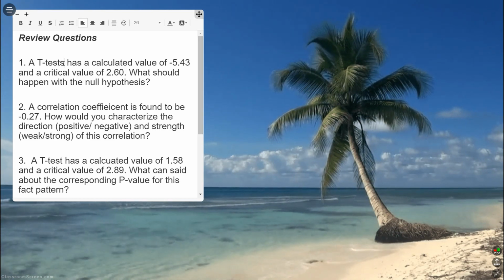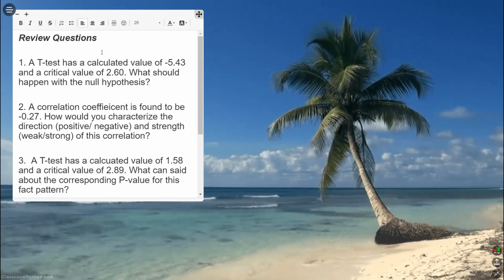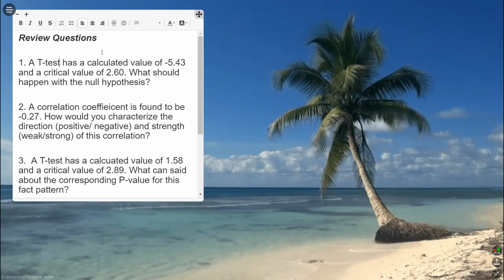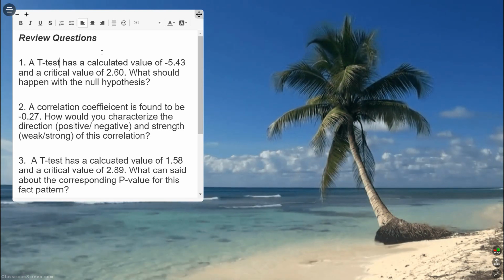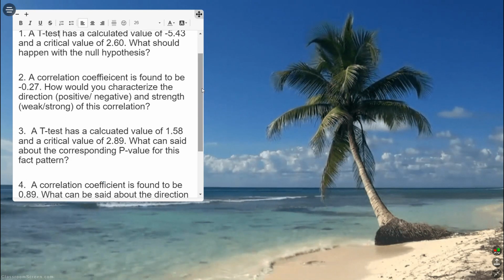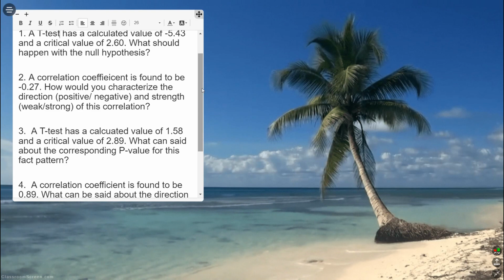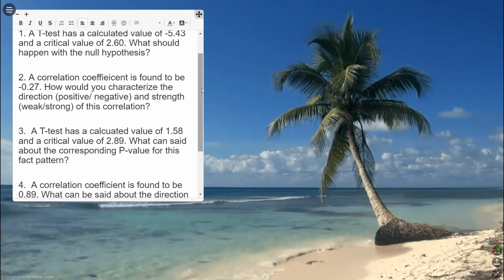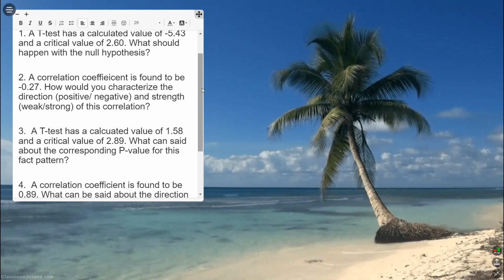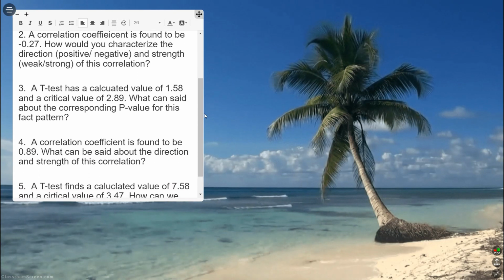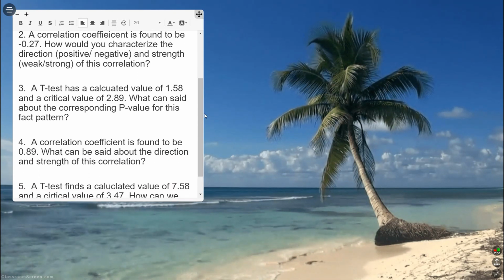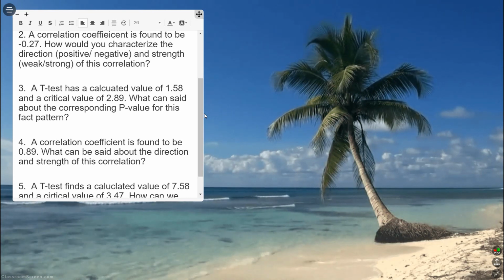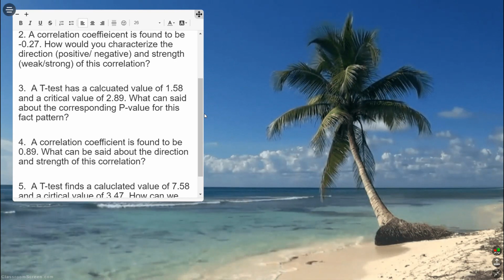A t-test, not t-tests, a t-test has a calculated value of negative 5.43 and a critical value of 2.60. What should happen with the null hypothesis? Number 2, a correlation coefficient is found to be negative 0.27. How would you characterize the direction, positive or negative, and strength, weak or strong, of this correlation? Number 3, a t-test has a calculated value of 1.58 and a critical value of 2.89. What can be said about the corresponding p-value for this fact pattern?